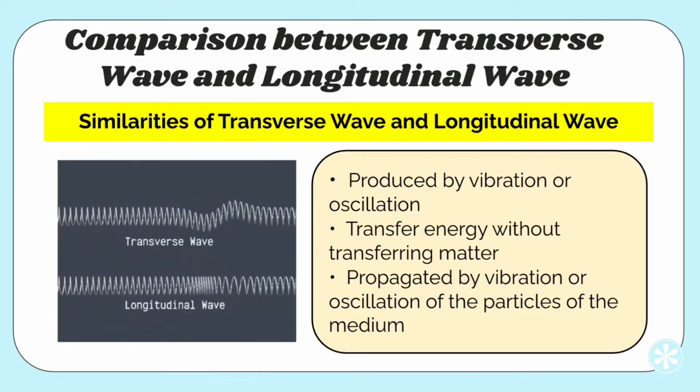Comparison between transverse wave and longitudinal wave. Similarities of transverse wave and longitudinal wave: both are produced by vibration or oscillation, both transfer energy without transferring matter, and both are propagated by vibration or oscillation of the particles of the medium.